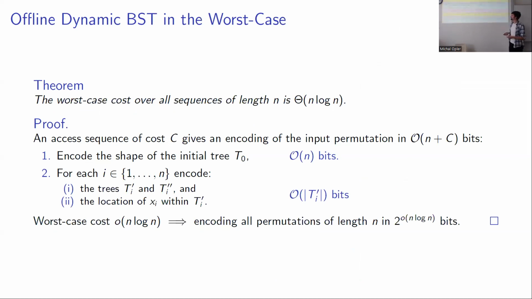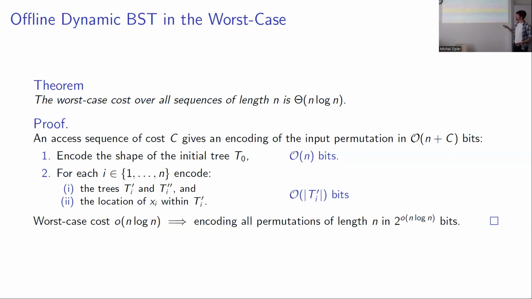So the way you would see it is, assuming that the cost is smaller, you would be able to encode all permutations into too few bits, because any access sequence of cost C gives an encoding of the input in linearly many bits in C, where you just encode the shape of the initial tree, which needs only something like linearly many bits, and then in each step you just encode the shapes of the two trees that you are modifying, together with the location of the element you're searching for.